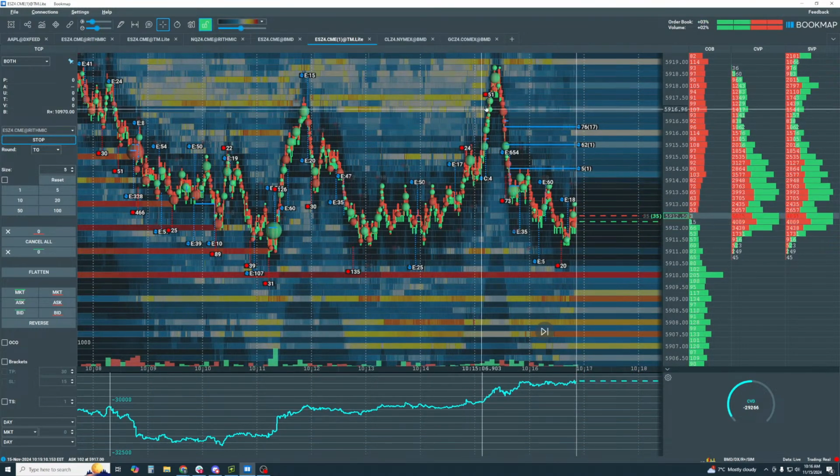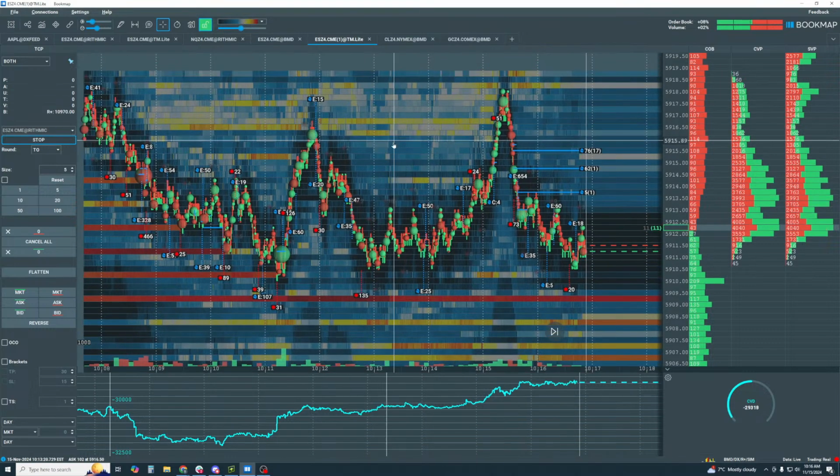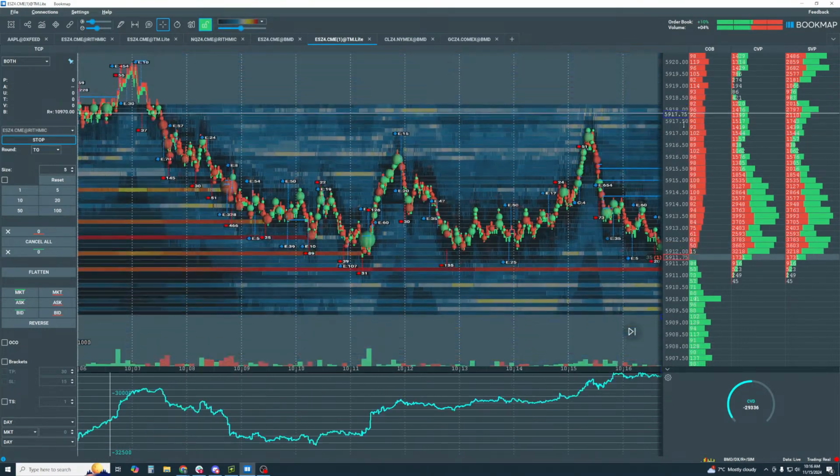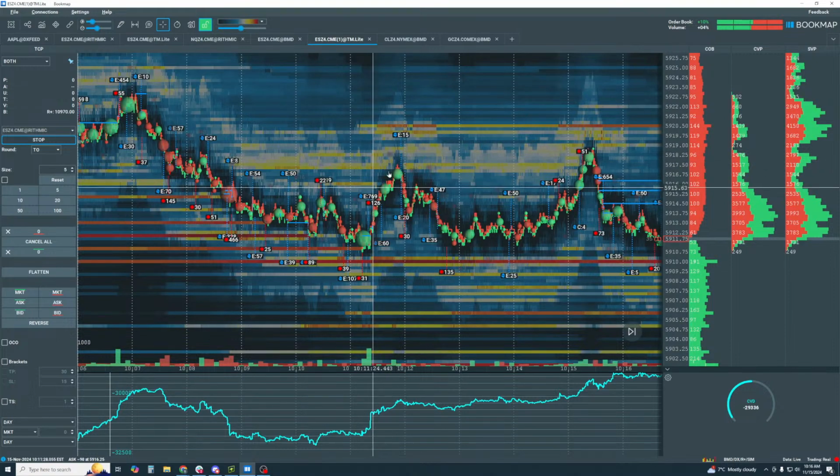We trade into the high liquidity above. Now, actually, it's kind of getting interesting here. Okay, so our clusters of buying here and here. Let me get the pen tool out.